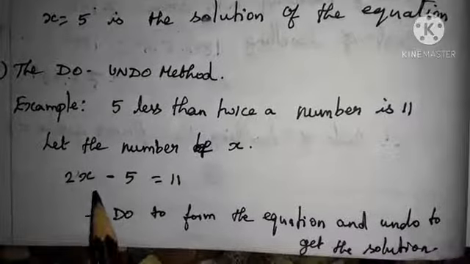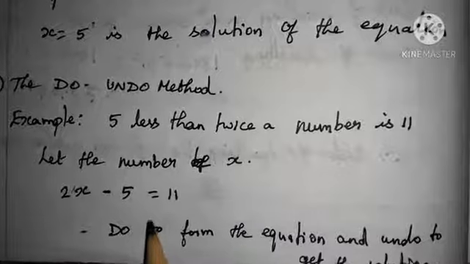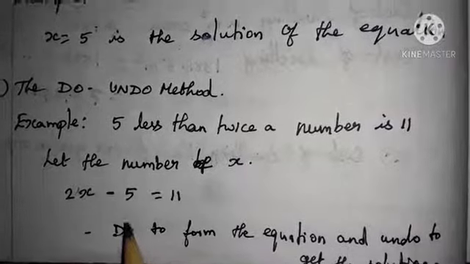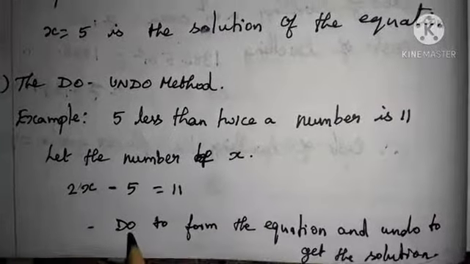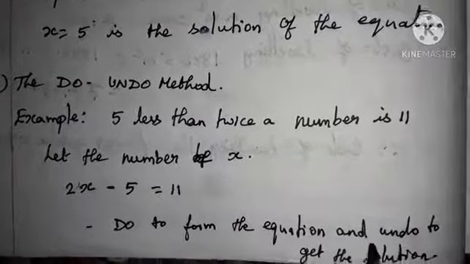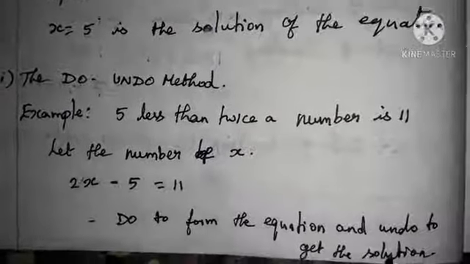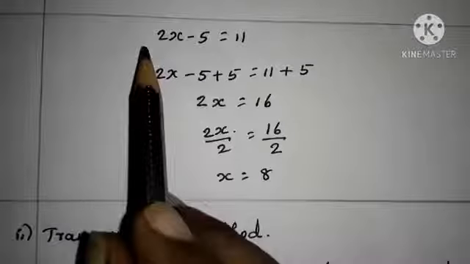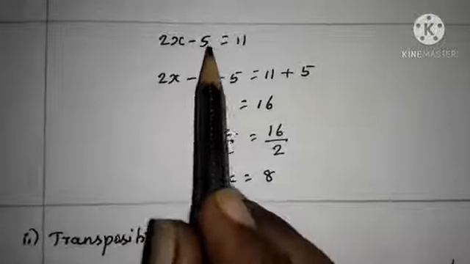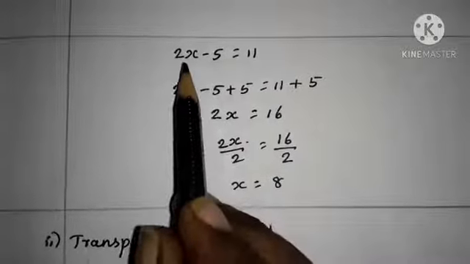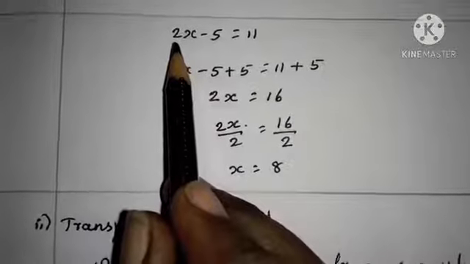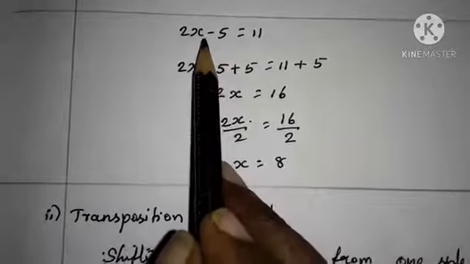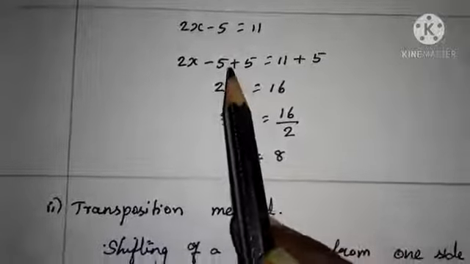So, when 2x minus 5 equal to 11 is given, to get back the value of x, we have to undo all the operations we did. That is, we do to form the equation and undo to get the solution. When we do, to form the equation, we get 2x minus 5 equal to 11. To get the solution for x, we have to undo all the operations. First we go with the less 5, that is minus 5. To remove this, we have to add plus 5 on both sides.